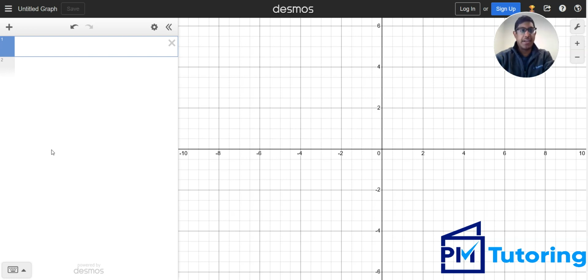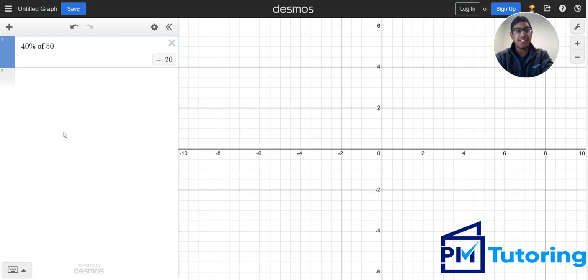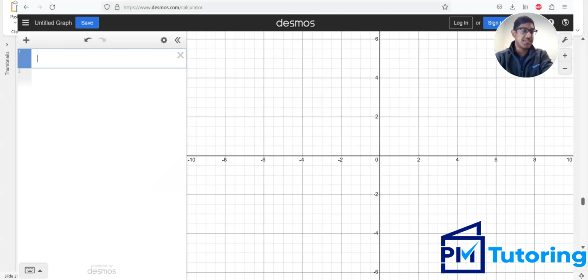While Desmos is great for interpreting functions and analyzing graphs, one other great usage of it is to help us with percentages. When we start typing in percentages, let's say 40%, Desmos will automatically input "of". So 40% of, let's say 50, ends up equaling 20. Now we can use that to directly solve many SAT questions.